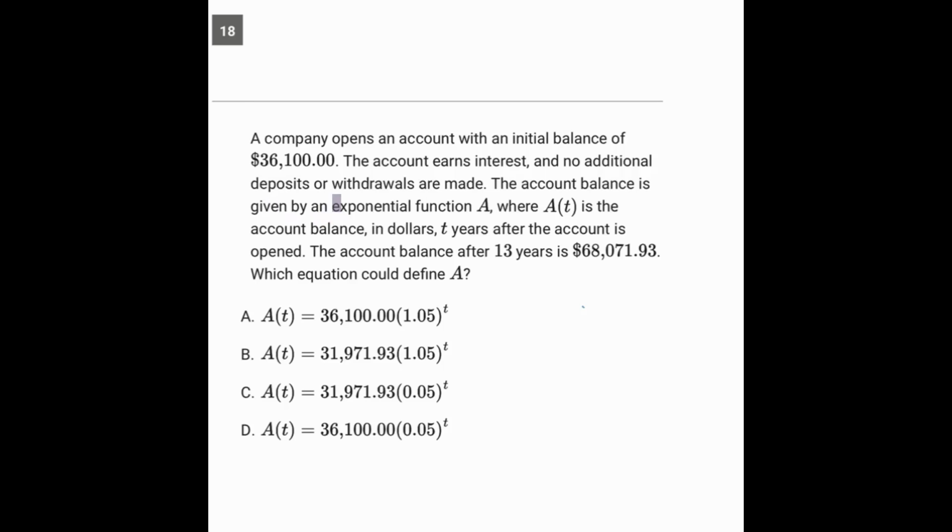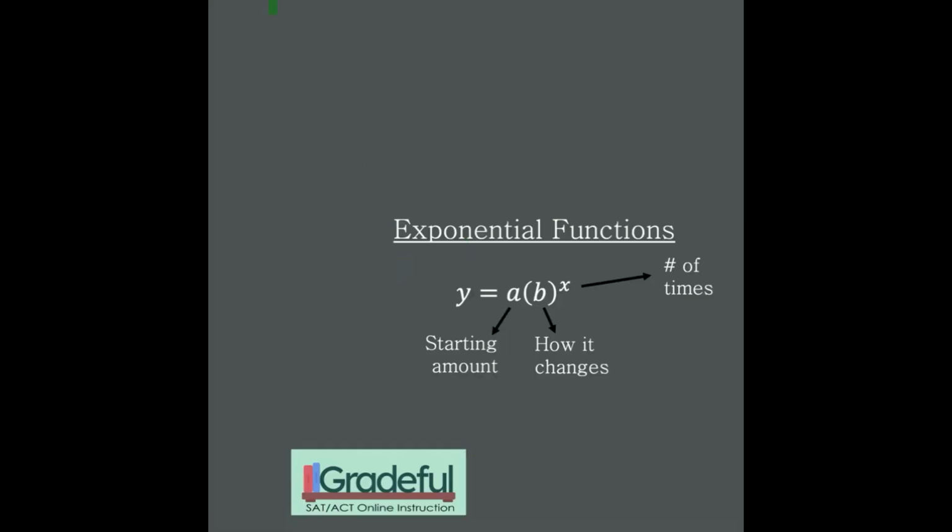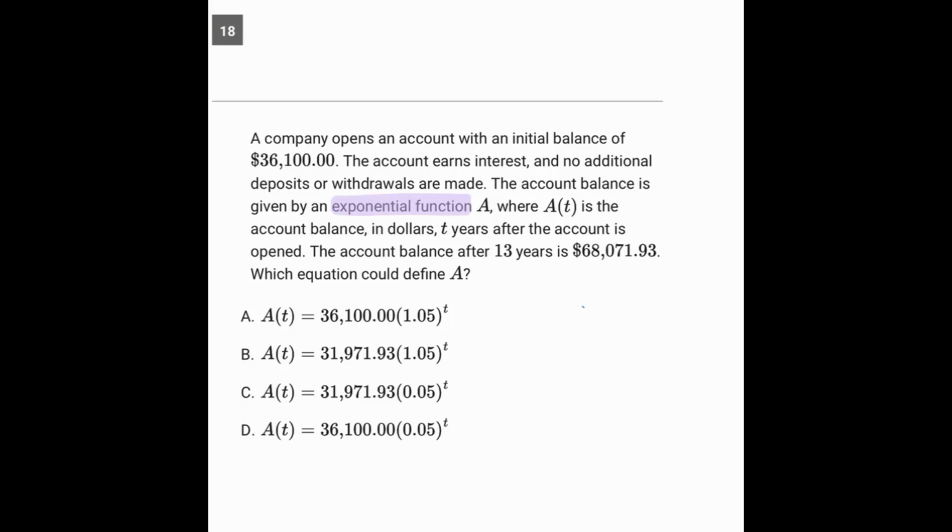So the first clue in this question is that we have an exponential function. You definitely should know by heart that an exponential function has the form a times b to the x. A is the starting amount, b is the way it changes, and x is the number of times that all happens. So if we start with that structure, a times b to the x, we know that the initial balance, the starting number, which is a, is the 36,100.